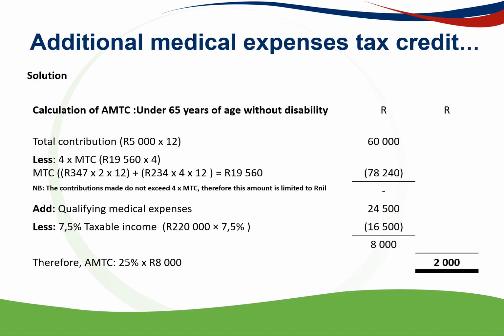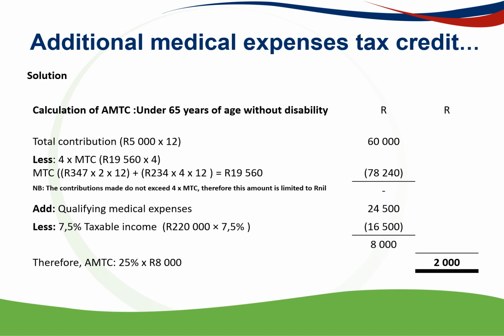So if we go to this, under 65, without a disability, total contribution: we told you he paid 5,000 a month, so times 12 months in a year, 60,000. The formula specifically said 4 times your MTC. Where did we get the medical tax credit, that 19,560? We got it from the first example, scenario 5. 4 times that is what you need to first calculate. Then you need to say, okay, how did you get to that 19,560?